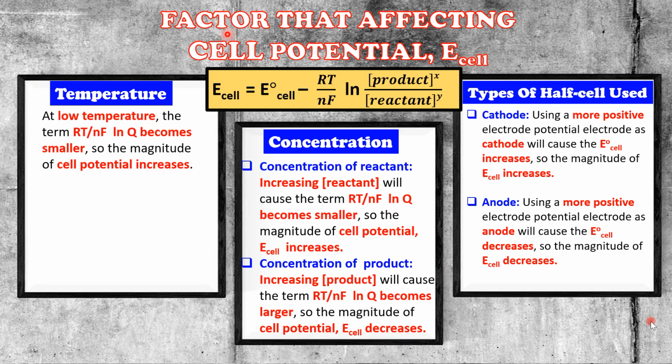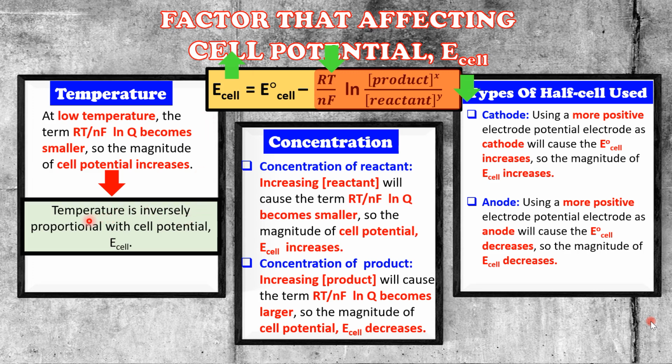Right, so there are 3 factors that affect the cell potential, E cell. Because of that, you have to refer to this Nernst equation. In terms of temperature, at lower temperature, the term RT over nF ln Q becomes smaller. So the magnitude of cell potential increases. So E cell will increase. We can conclude that temperature is inversely proportional to the cell potential, E cell.